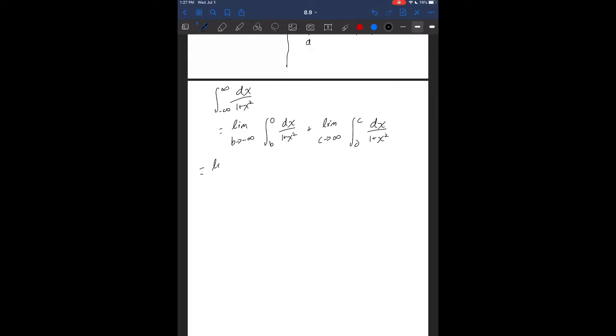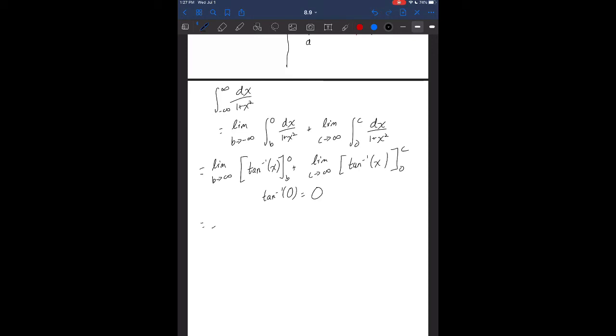So we have the limit as b goes to negative infinity of tan inverse of x evaluated from b to 0, and still the limit as c goes to infinity of tan inverse of x from 0 to c. Tan inverse of 0 is going to be 0.